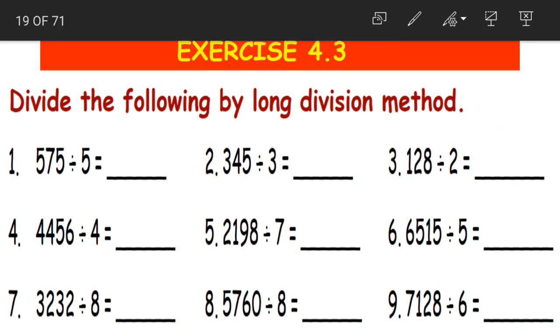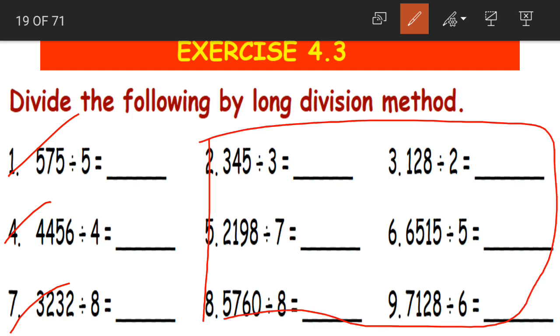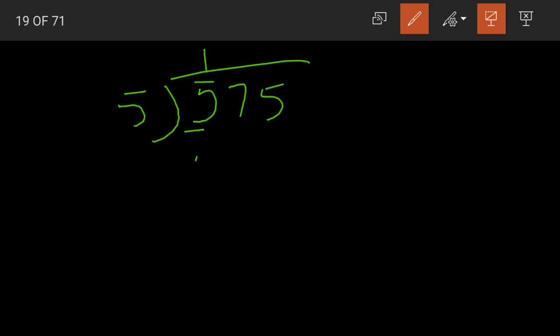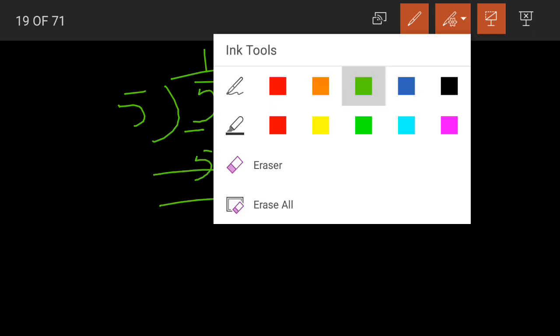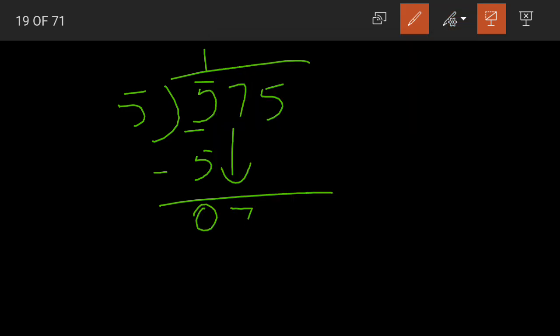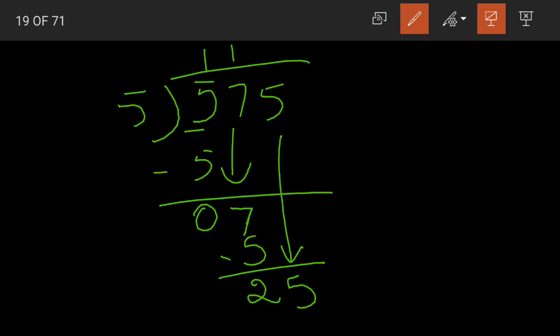Now we have 9 questions. I'll solve these 3. You try solving the other 6 questions. Coming to the first one, 575 divided by 5. Now first, 5 ones are 5. Sorry, why did I draw such a big line here? Yes, when we subtract, 0, bringing the next digit down, again 5 ones are 5. When we subtract, 2 will be the remainder, bringing 5 down again. We have 25. 5 fives are 25 and we subtract, 0 will be our remainder.